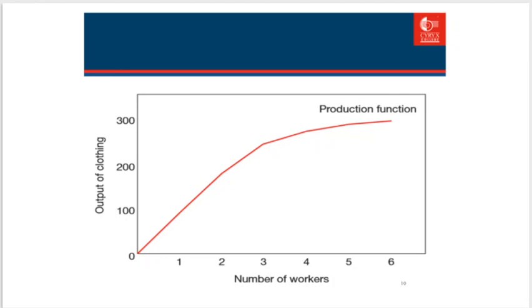Now how to draw the curve? We have to put the output on the vertical axis and the number of workers on the horizontal axis. So it will show like in this picture.